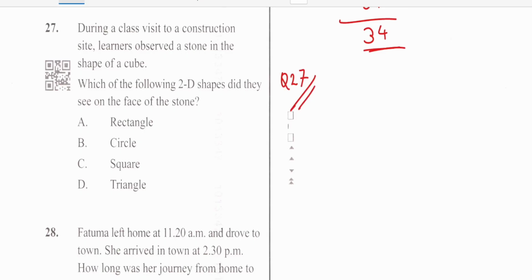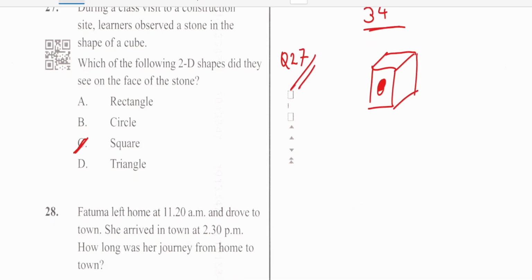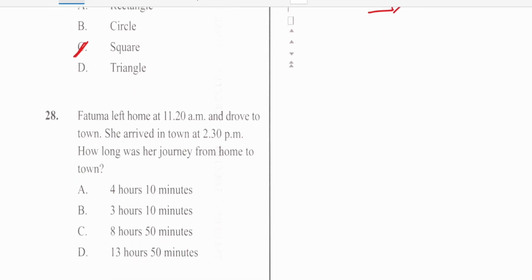During a class visit to a construction site, learners observed a stone in the shape of a cube. Which of the following 2D shapes did they see on the face of the stone? Learners observed a stone in the shape of a cube. So obviously they saw a square, right? So basically a cube looks like this. If they saw this face, it is a 2D face, which is a square. It cannot be a circle or rectangle, since a cube is usually square and not a rectangle.